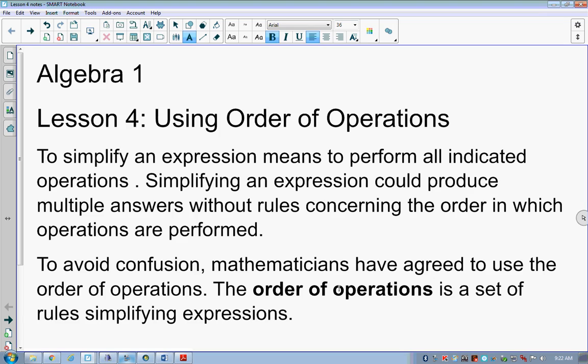Now, it may be all numbers and things like addition and subtraction, all things that we can do, but knowing what to do and when to do it is sometimes the tricky thing. And so simplify an expression could produce multiple answers without rules concerning the order in which operations are performed.